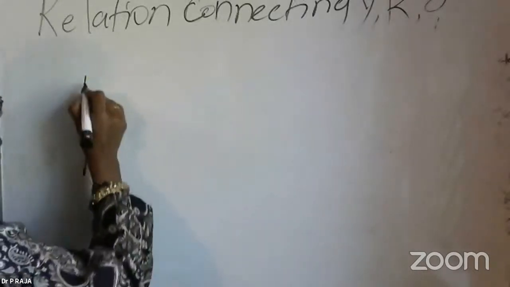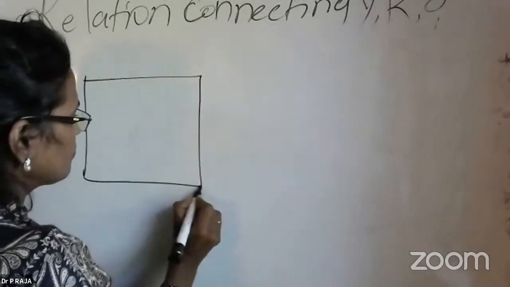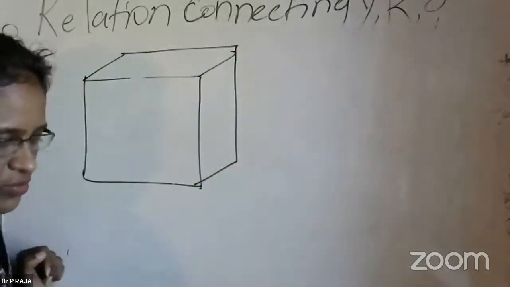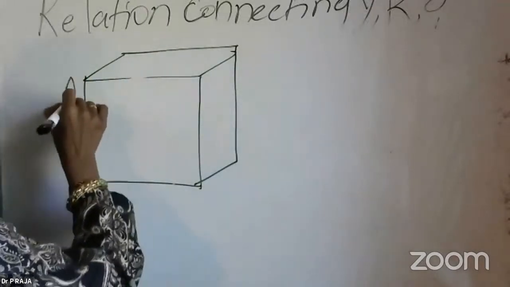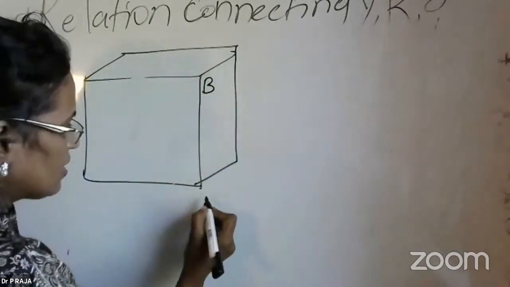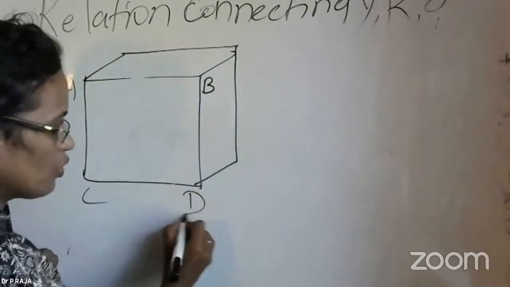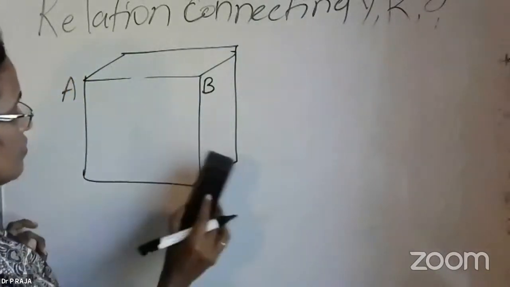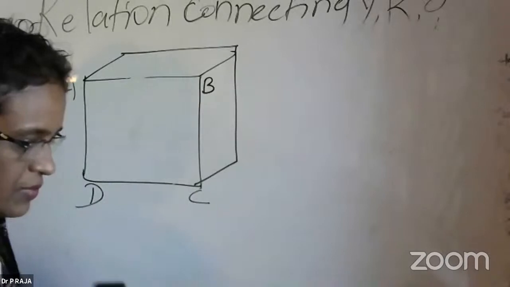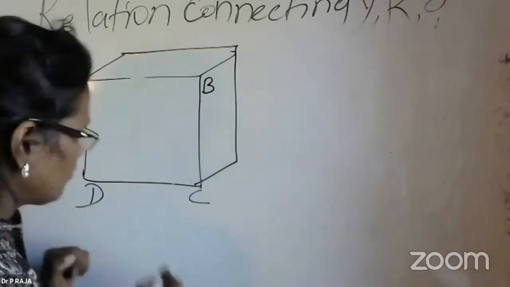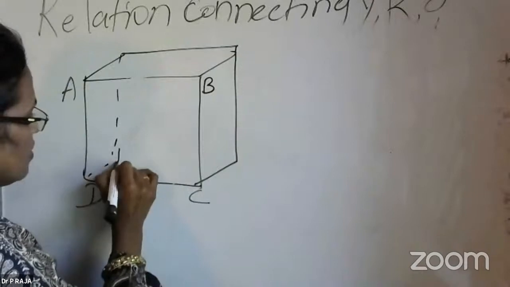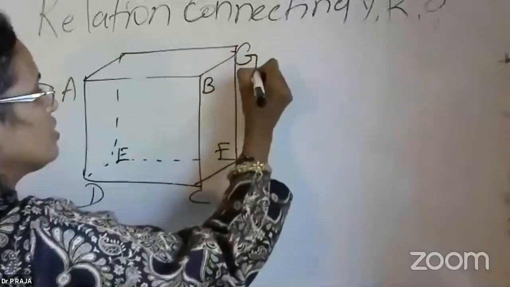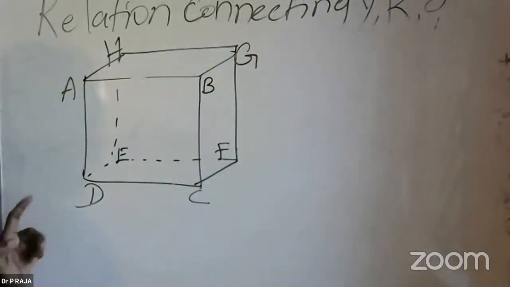So we are going to consider a cube with the edges as A, B, C, D. It's there in the book also. This is C and D. A, B, C, D, and the other side of the edge is E, F. This will be G, this will be H. A, B, C, D, E, F, G, H.